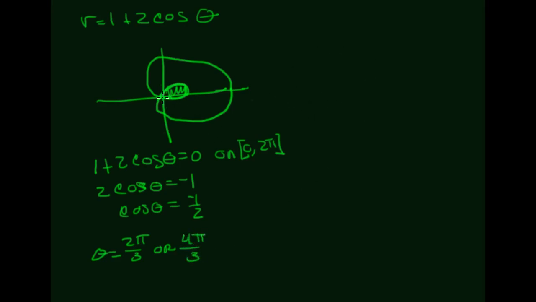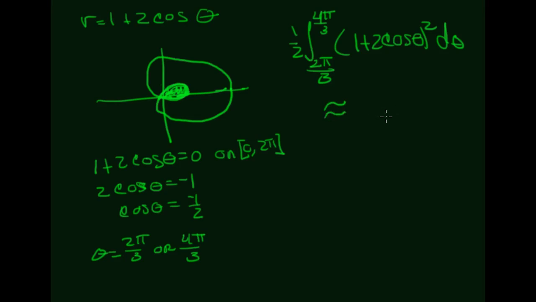Okay, so to get this area here, this is going to be 1/2 the integral from 2 pi over 3 to 4 pi over 3 of (1 plus 2 cosine theta) squared d theta. Now, that's a little bit of a challenge to work out. If this showed up on a test, they'd either have you stop there or they'd make it a calculator active problem. And if you make this a calculator active problem, you're going to get back 0.0543 as the area of that little teardrop region in the middle of that curve.